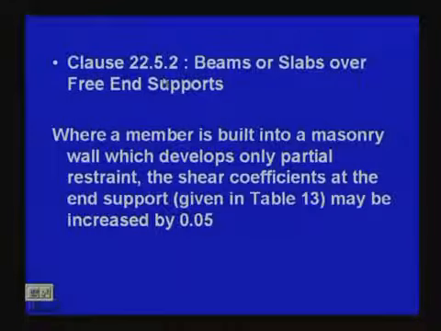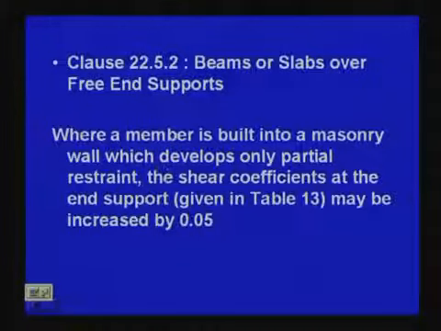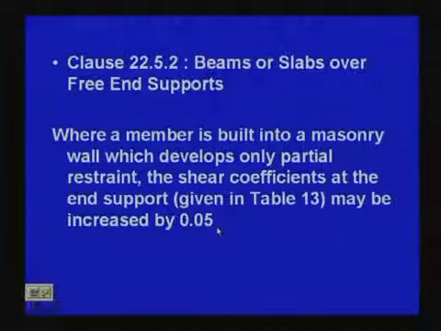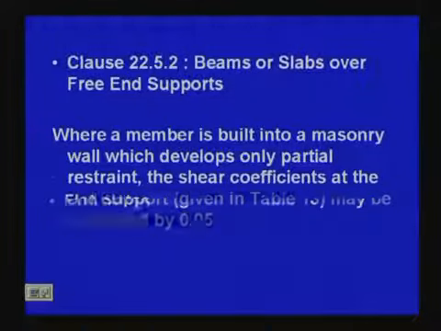For beams or slabs over free end supports where a member is built into a masonry wall which develops only partial restraint, the shear coefficients at the end support, which are given in Table 13, may be increased by 0.05. That means you can add 0.05: if it is 0.4 then you take 0.45, if it is 0.55 then you take 0.6. That is for shear, and the other one is for moment.